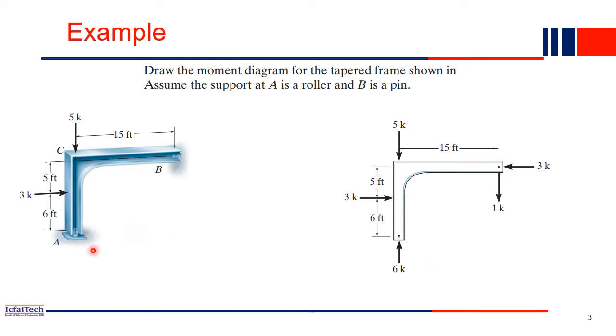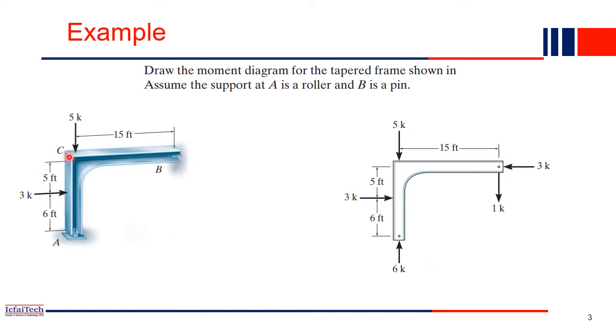This side is basically hinged, and this side is maybe a roller support and this is a hinge support, and this is a frame structure. Frame structure means load is acting here, 5k vertically, whereas 3k is acting horizontally. Our problem is to draw the moment diagram for a tapered frame. Assume that A is a roller support and B is a pin support.